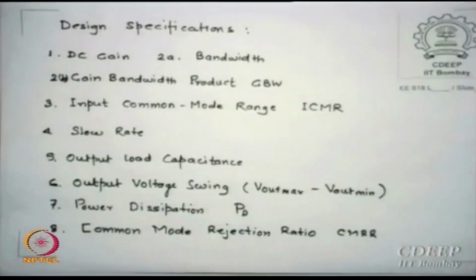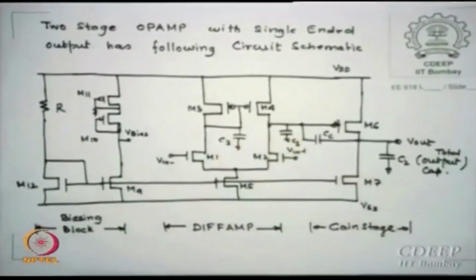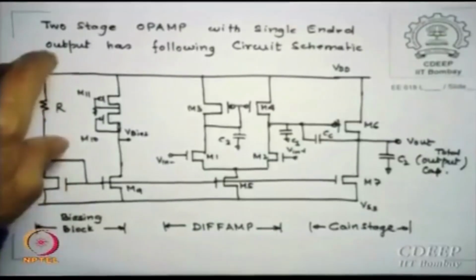Okay, so as I said, these are constraints, those are specs. We have already seen this circuit. I will repeat it again, slightly modified, not really modified, only the bias circuit has been added. This is my single-ended two-stage differential amplifier plus gain stage, and this is the biasing circuit. This R can be replaced by a diode if necessary, and so this is the bias current you are creating.